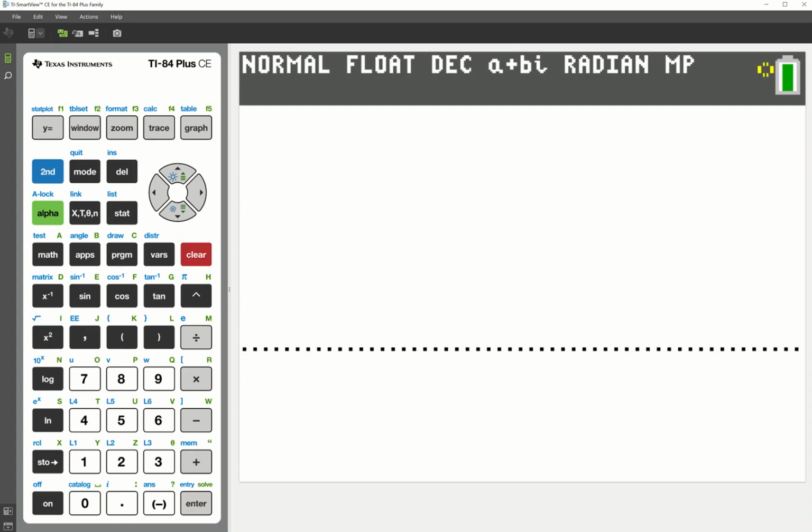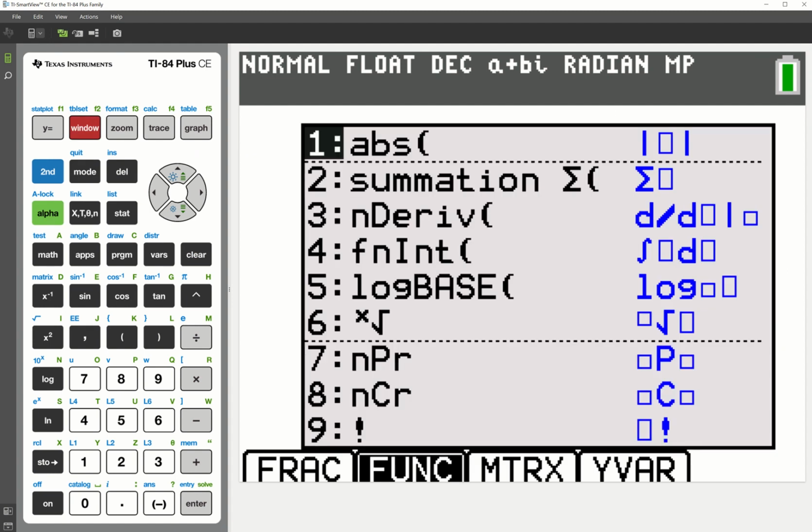So if you're on the TI-84, again, the way that you pull that up is you want to press alpha, window, and then the number 5 key, because you can see that it's the 5th item in that list.